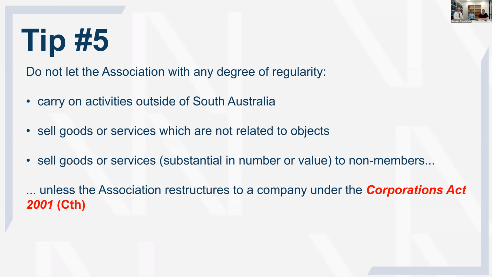And selling goods or services substantial in number or value to non-members. So yes, sure, your football club can have a bar and it can serve a beer to a non-member who's attending, as long as most of the sales of its pies and beers are to its members, which usually is okay. But if you do any of these things with any degree of regularity, you really ought to consider restructuring to a company under the Corporations Act.